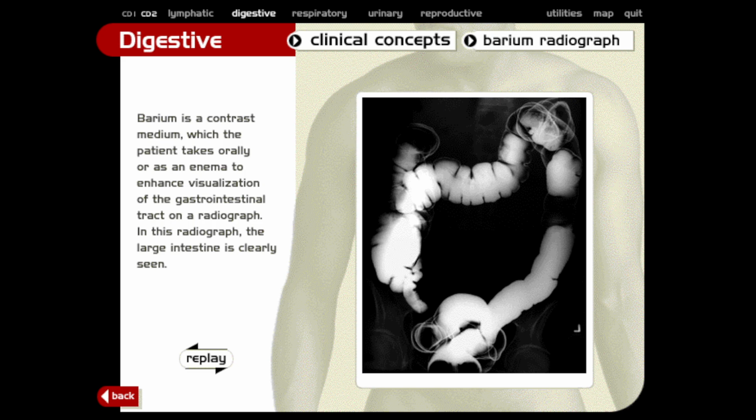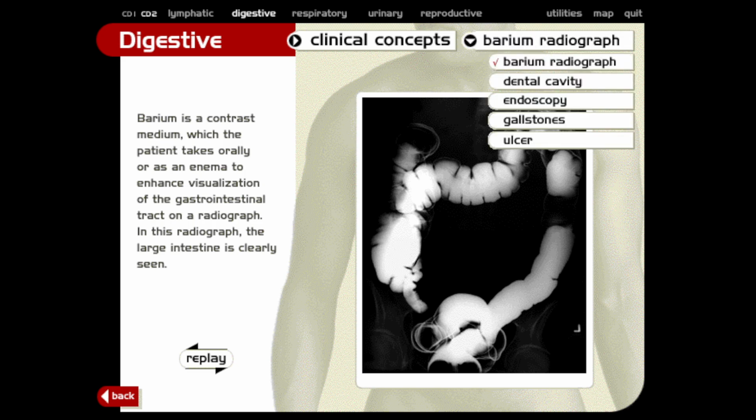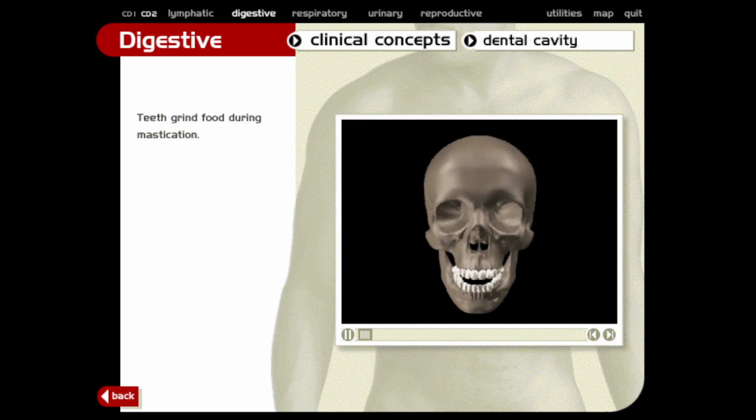Barium is a contrast medium, which the patient takes orally or as an enema to enhance visualization of the gastrointestinal tract on a radiograph. In this radiograph, the large intestine is clearly seen. Teeth grind food during mastication.